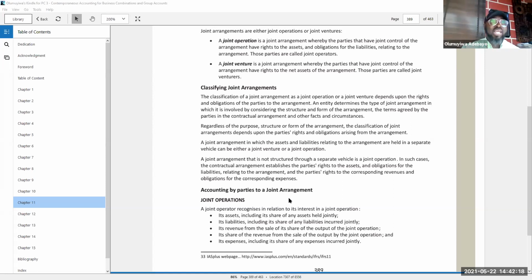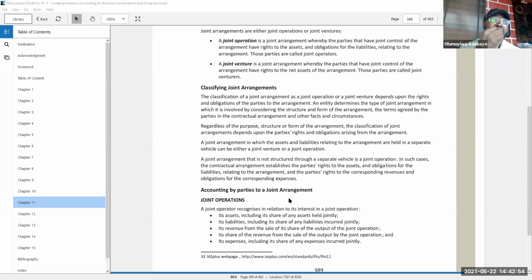Now, the portion that we now account for by way of share is the common assets, the building. In the process of the arrangement and committing to building that asset, how much I have contributed will form the percentage I will recognize as my share, and you recognize your own share. If there's any liability jointly owed by the operation, you share it in the proportion that has been agreed, and you recognize that in your individual books as a joint operator.